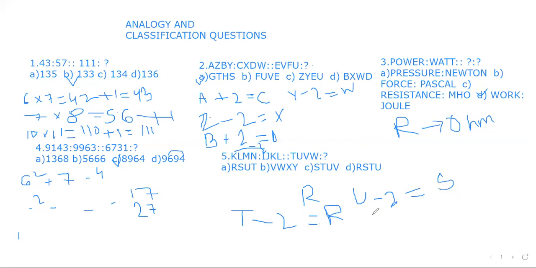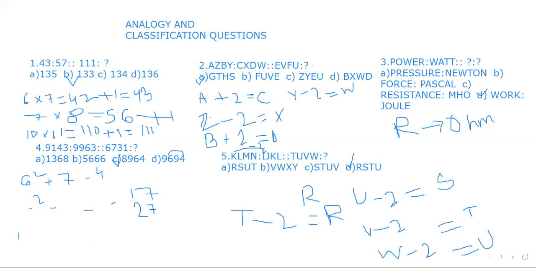So next, what is V -2? V -2 will be T. UV. So -2 will be T. So W, what is -2? W -2 will be U, UVW. So answer is RSTU. RSTU. So this is the right option.